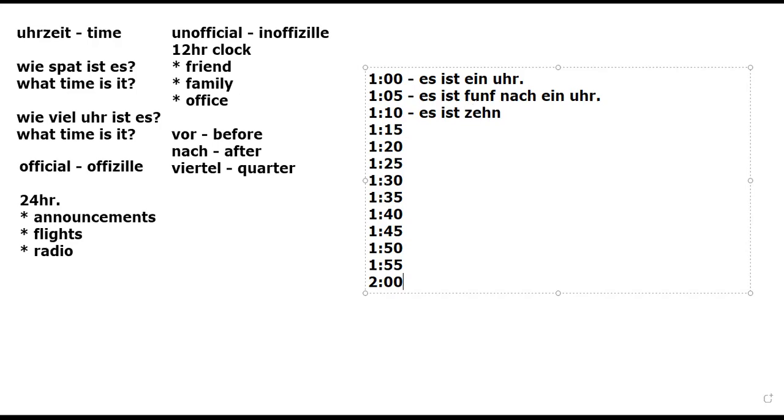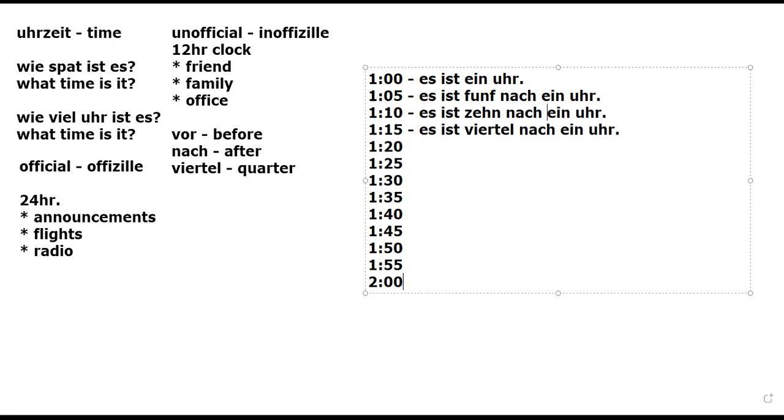Nach 1 Uhr. Sehr gut. Now we have 15. So 15 is our quarter. Okay. So we have to say as is Viertel. Viertel nach 1 Uhr.